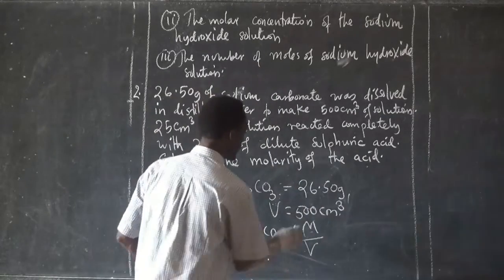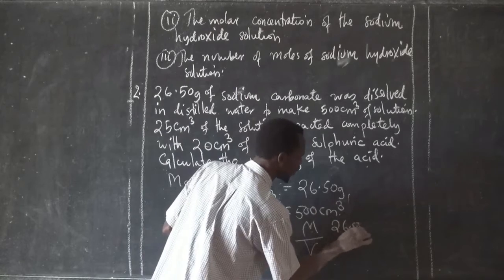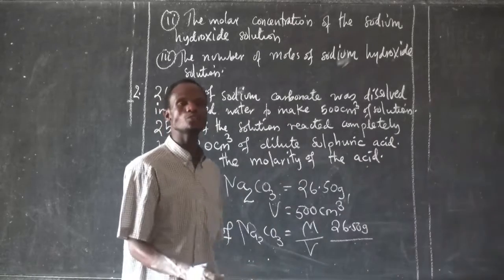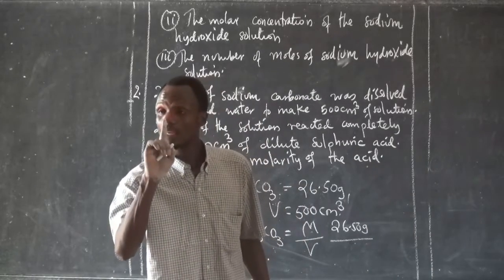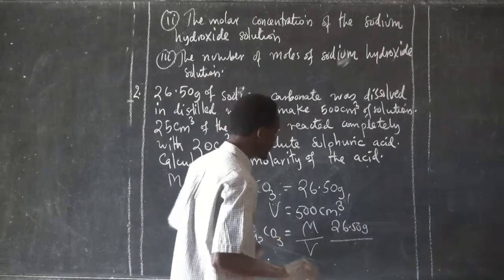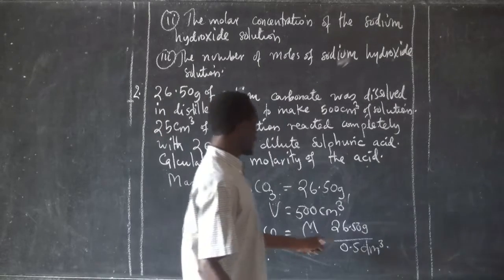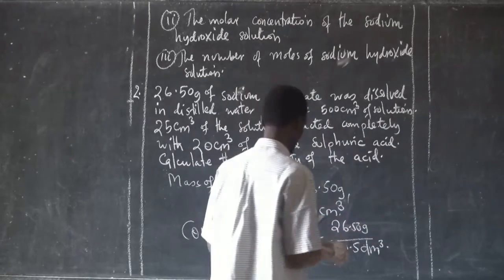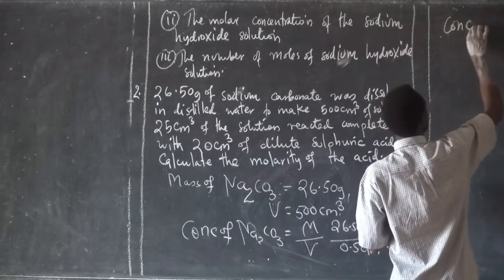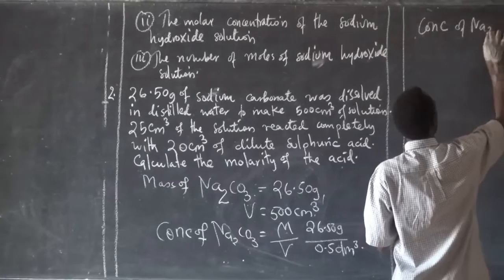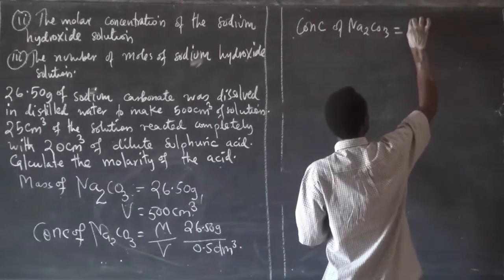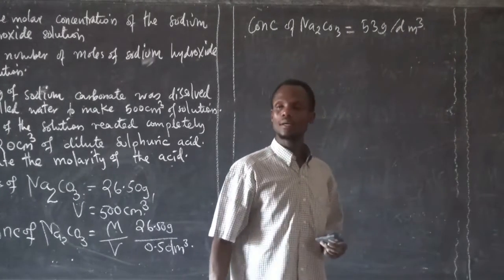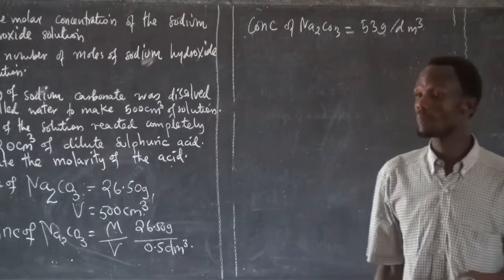Now mass is 26.50 grams over volume 500 cc. Converting to cubic decimeters, we divide by 1000, so it becomes 0.5. Now it is 26.5 over 0.5. The answer is 53. The concentration of sodium carbonate is 53 grams per cubic decimeter. Make sure that the concentration is written in terms of grams per cubic decimeter.